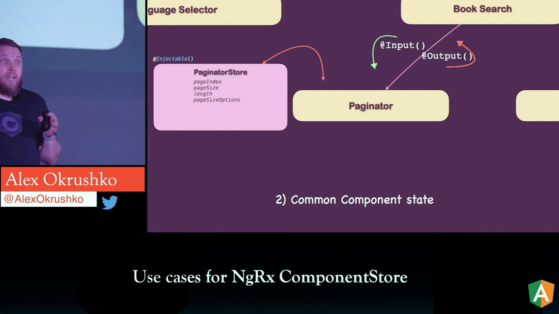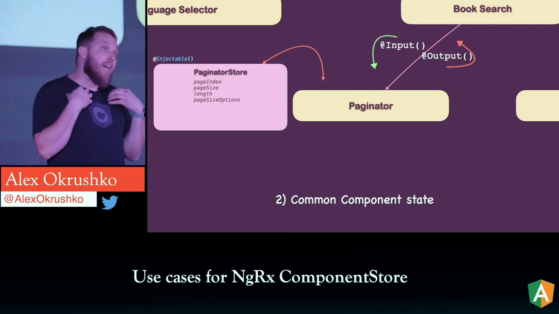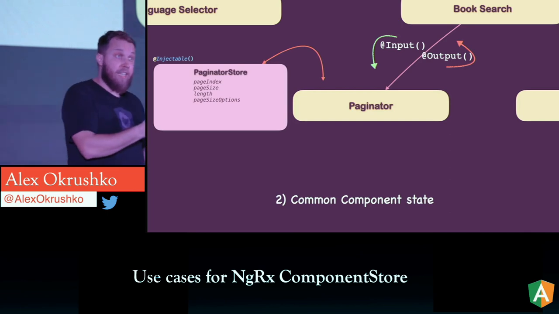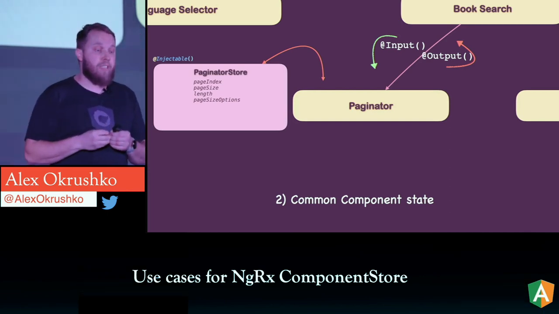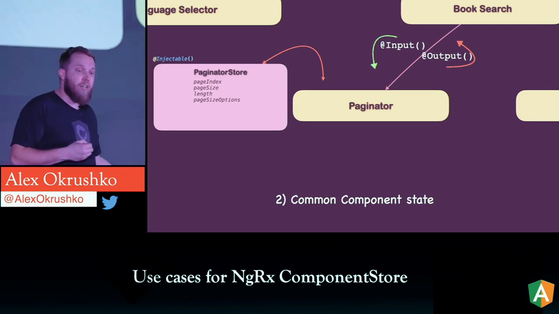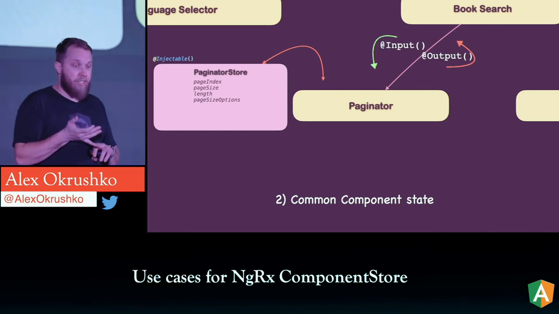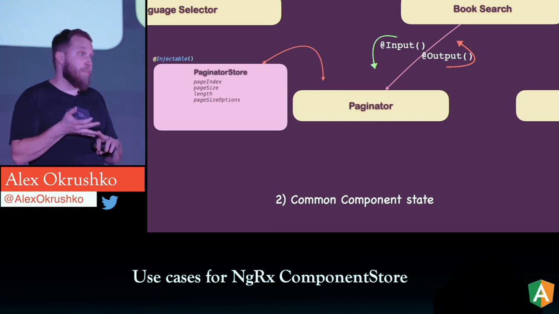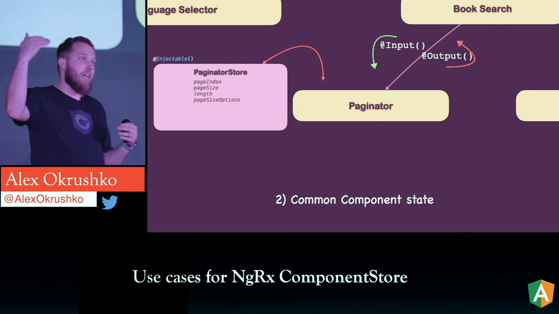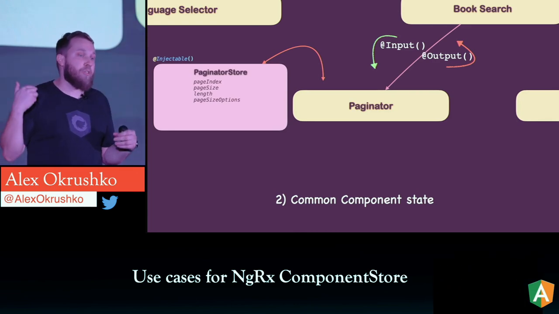But paginator can still have its own business logic. And for that business logic, I'd like to outsource it into the component store. So it will have its state and the business logic how to deal with this in the component store there. So for example, in this case, paginator store will have a few things that it tracks. It tracks which page index you're on, what's the page size, what's the length of it, and what are the page options, meaning like you can switch from 5, 10, or 40 books per view, right?